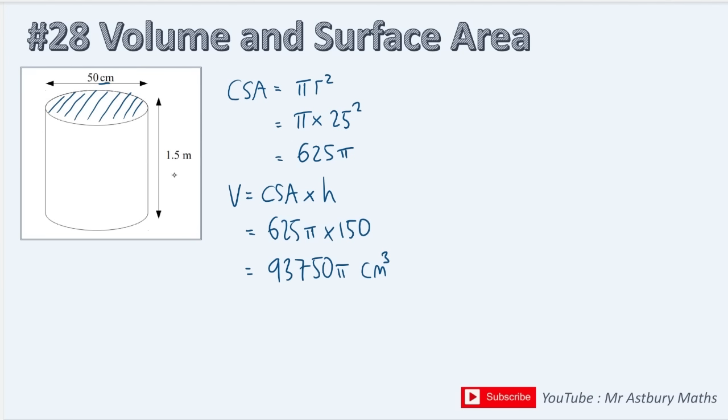Okay, now I need to work out the surface area of this shape. Well, the surfaces we have are a lid, and then we're also going to have the base down the bottom as well. So the area of the circle, again, is pi r squared, which we've already worked out to be 625 pi. And we're going to have two of those, because we've got the base and we've got the lid. And in order for us to work out the curved surface area, I need to unravel this wrapped up can of beans, if you will.